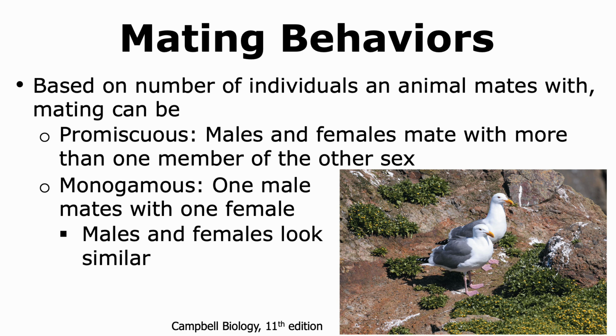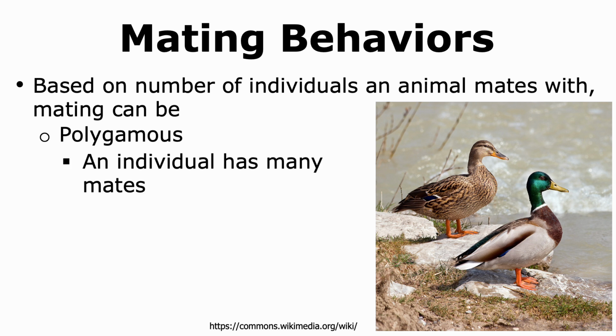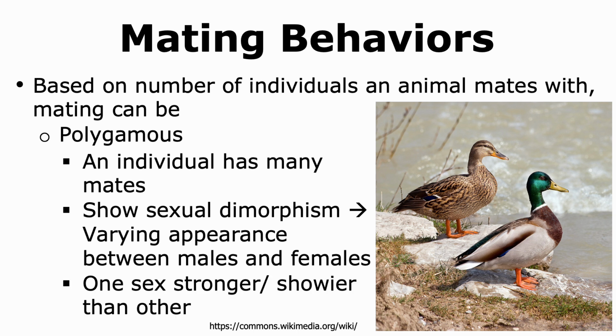Animals that are monogamous in nature tend to look similar, and hence there's no difference in the appearance between the two sexes. On the other hand, we do have animals that are polygamous. In this instance, one individual has many mates. Polygamous animals tend to show sexual dimorphism, which means that there is a difference in the appearance between males and females. One of the sexes tends to be either stronger and/or showier or more beautiful than the other.